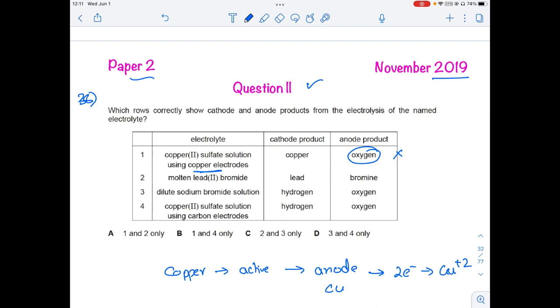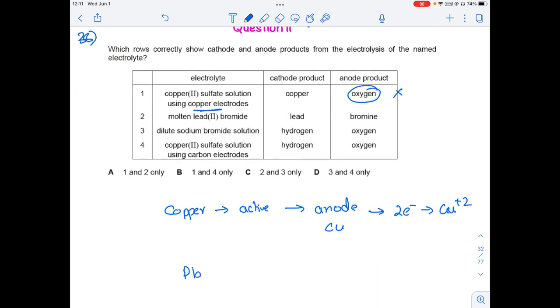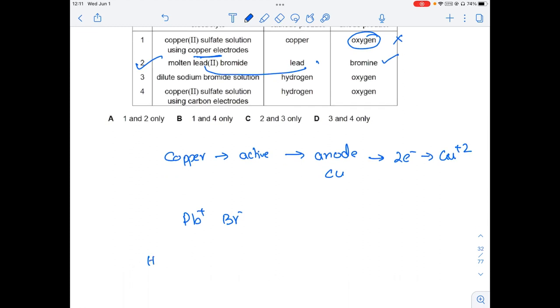Now molten sodium bromide. Molten sodium bromide means nothing but I have Na plus and Br minus. Bromine goes to the anode, that is 100% correct, and sodium goes to the cathode, that is also 100% correct. So therefore option 2 is correct. Now, dilute sodium bromide solution. Dilute sodium bromide means H plus, OH minus, Na plus, and Br minus. Because it is dilute, hydrogen will go to the cathode, that is 100% correct, and OH minus will go to the anode, and oxygen is formed. So option 3 is also correct.